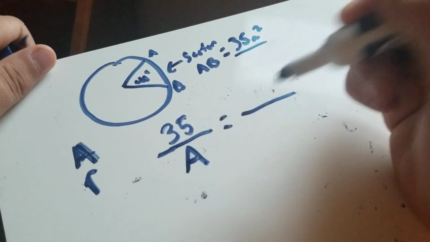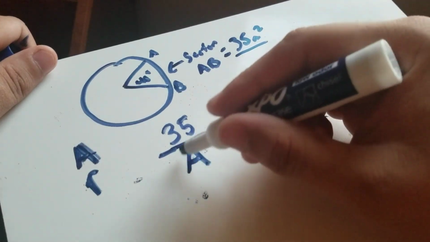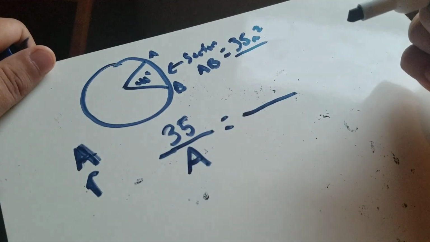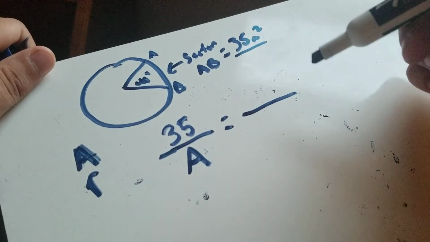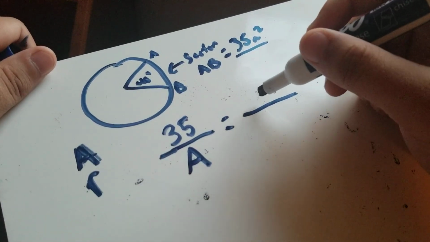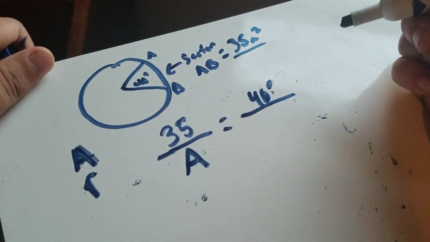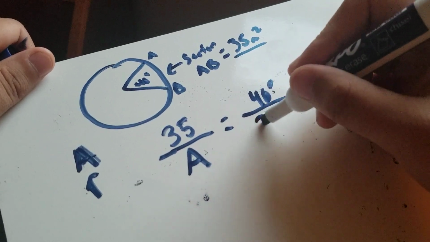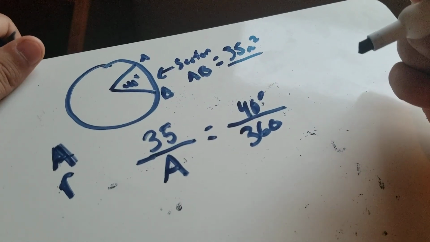I'm going to put A for area, okay? I don't know what the area is, so I'm going to put A for area. And after I find the area, I'll find the radius. But it's a lot easier to think about it as area first and then do the radius second. All right. Do we know how big the part is of the circle? Yep, 40 degrees. Do we know how big the part is of the whole circle? Yeah, 360 degrees.